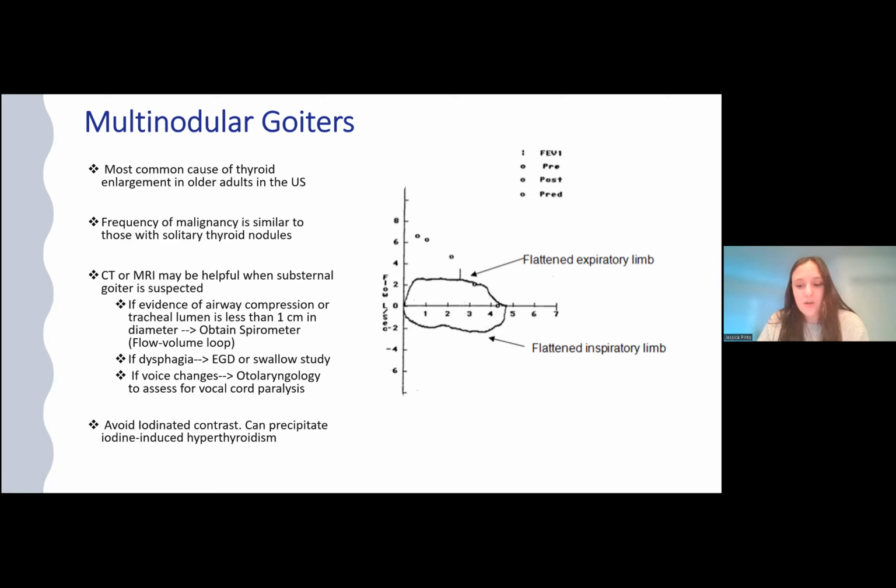And then other things to just think about: if patients are having hoarseness and voice changes, sometimes they can develop vocal cord paralysis from the substernal goiter, and multinodular goiters. Another important learning point that I learned was to avoid iodinated contrast, because that can precipitate an iodine-induced hyperthyroidism.